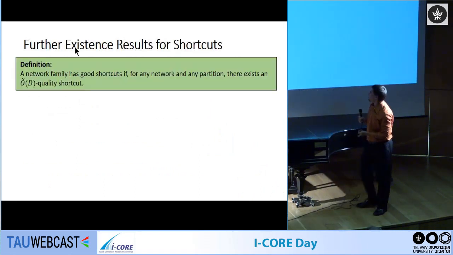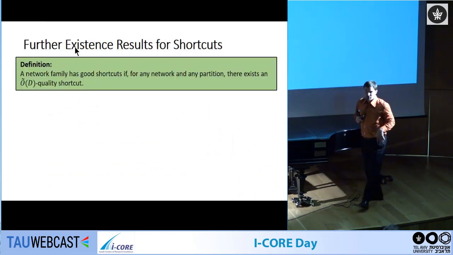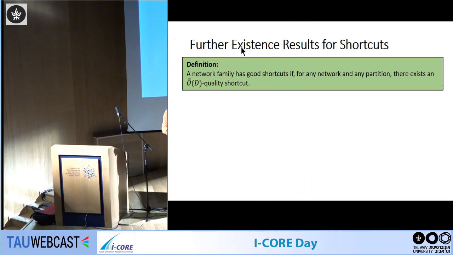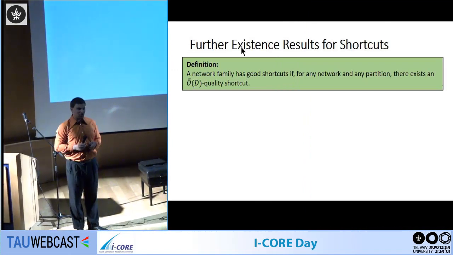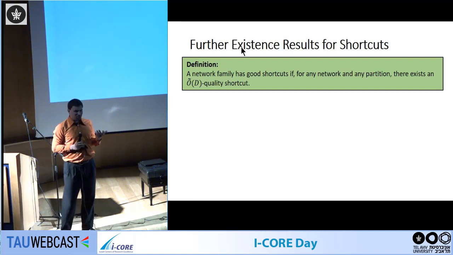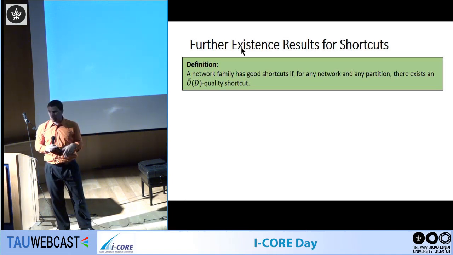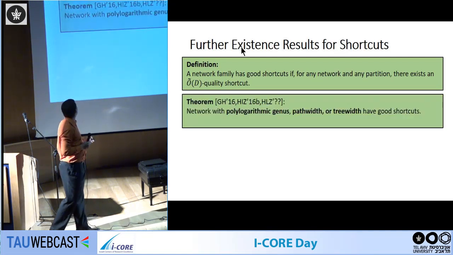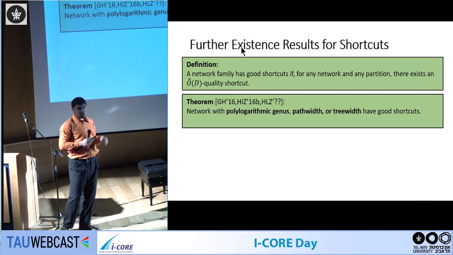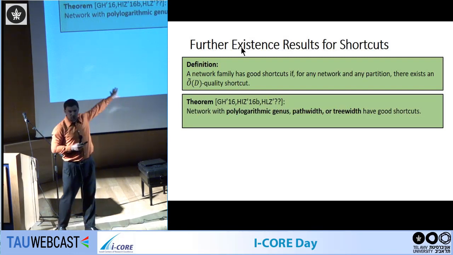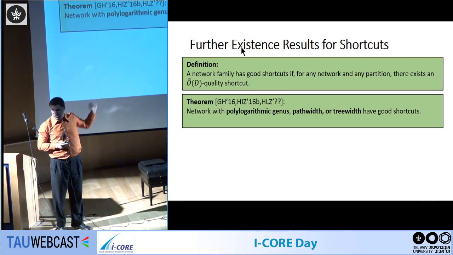Okay, so these are all the proofs and things that I wanted to show you. Let me just tell you a little bit, in the remaining time, what further results we have on all of this. Simple definition: we just say a network has a good shortcut if the quality of the shortcut is roughly its diameter, up to polylog. So planar graphs have good shortcuts. Graphs with small genus, bounded genus, or polylogarithmic genus have good shortcuts. The proof is very similar to what I said before. You can generalize this to bounded genus graphs.